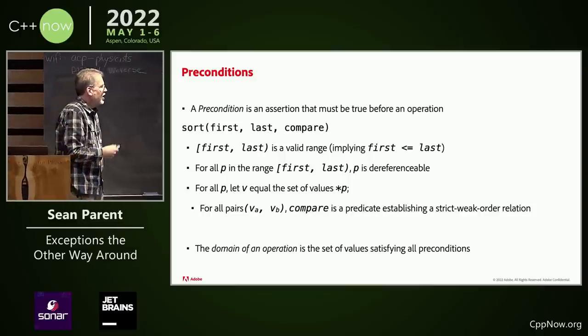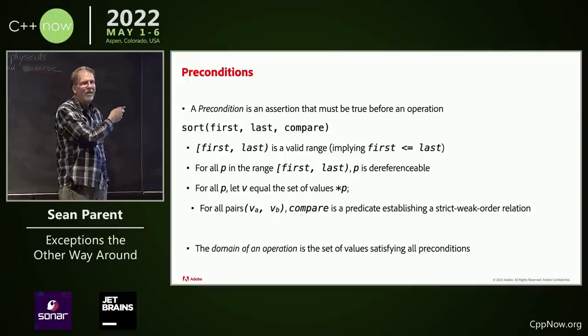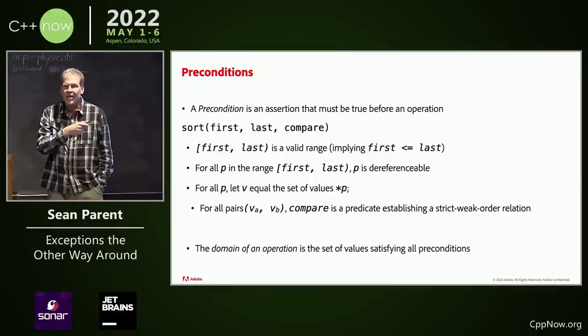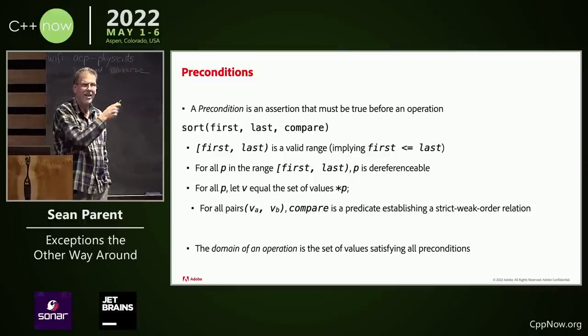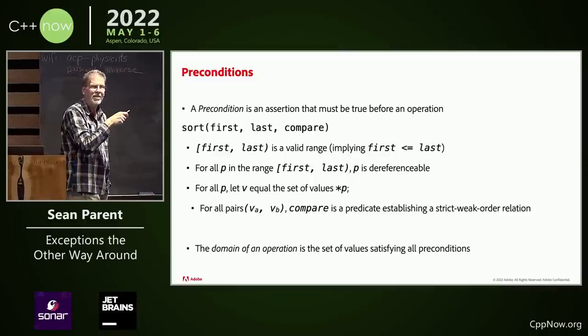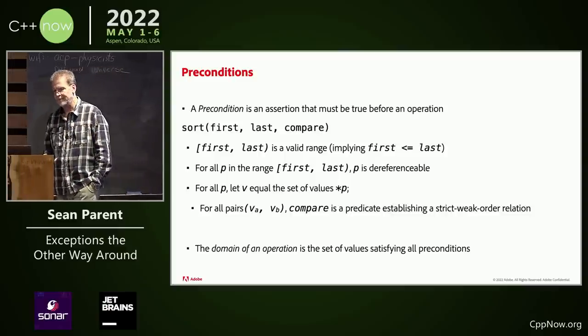There's a lot of confusion here. The domain of an operation is the set of values satisfying the precondition. The domain of a function in C or C++ is not the argument type. It's the set of values that satisfy the precondition. And that's an important thing to understand.